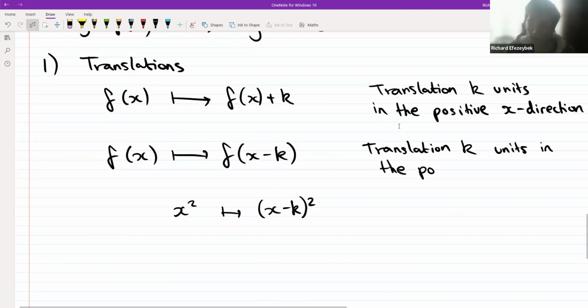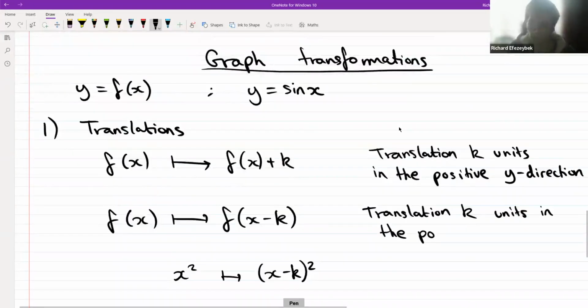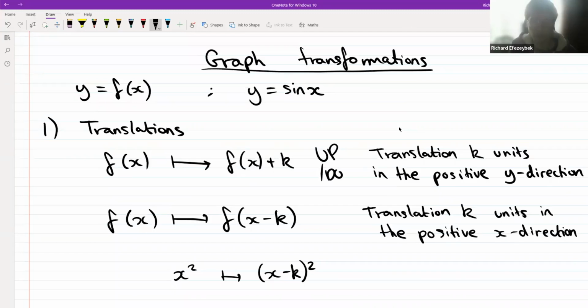Oh, wait, that's only one that's meant to say positive y direction. There we go. This one's x direction. All right, so up, down, left, right.